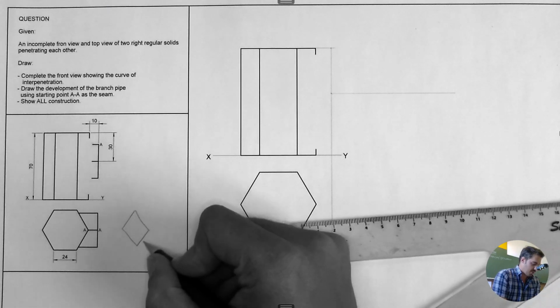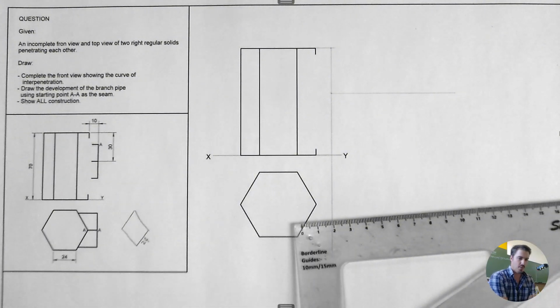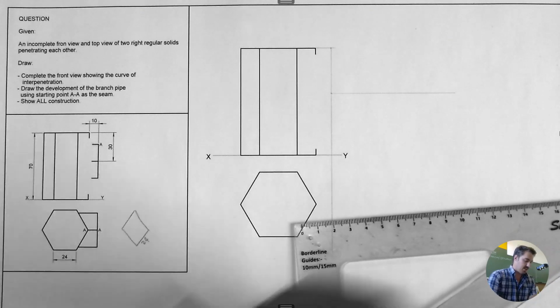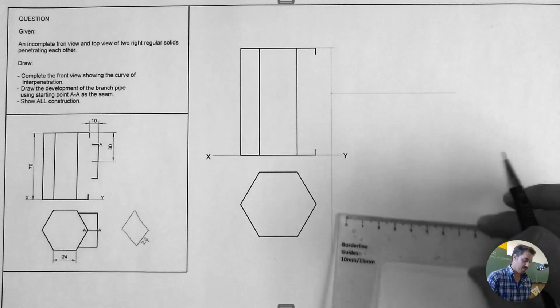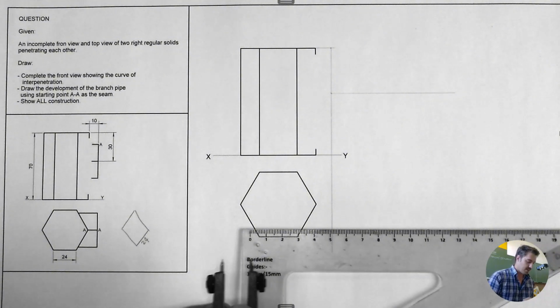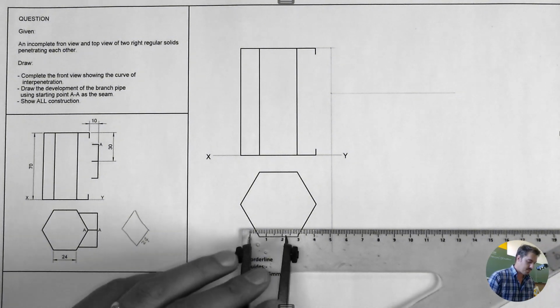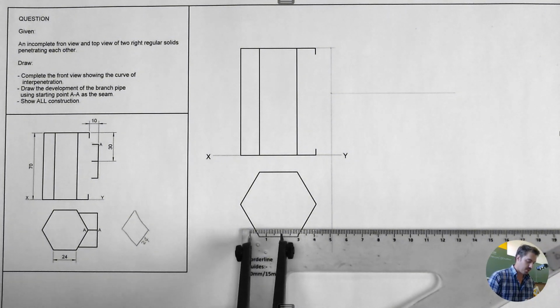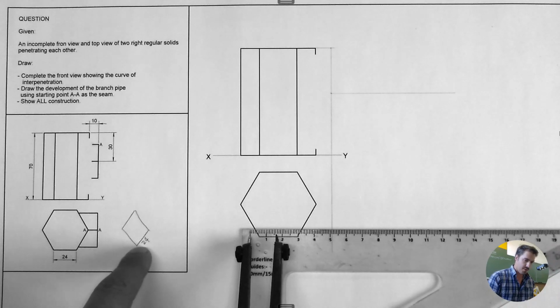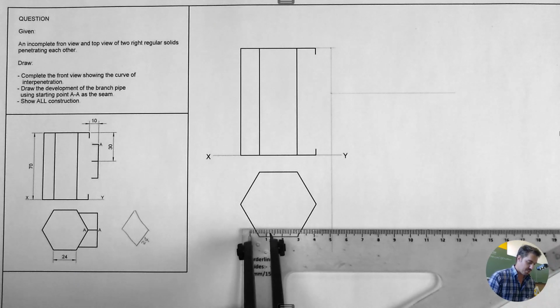This auxiliary view should have a base of 24 millimeters. Alright, and we are going to use exactly the same one as the front view. It's supposed to be the same. So what you do is you take your compass, you put it on your ruler, and then you get half of the base measurement. So this should be 12.